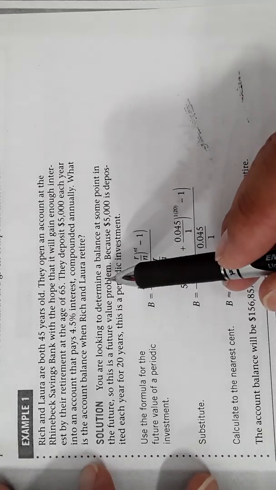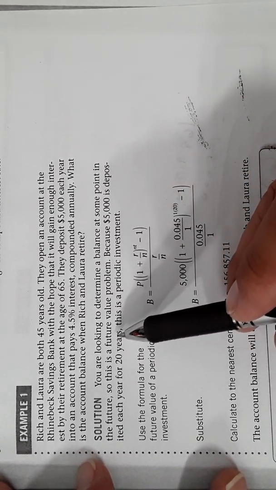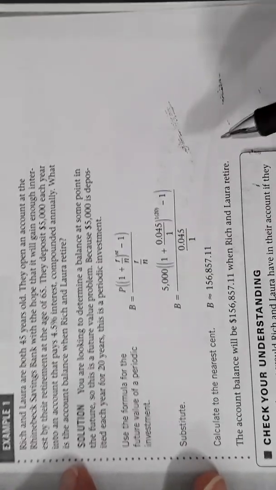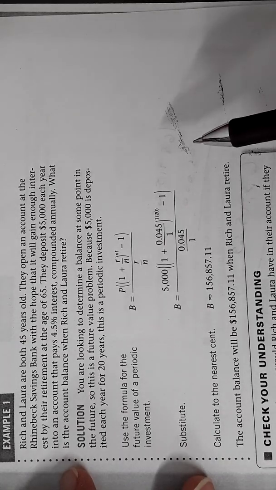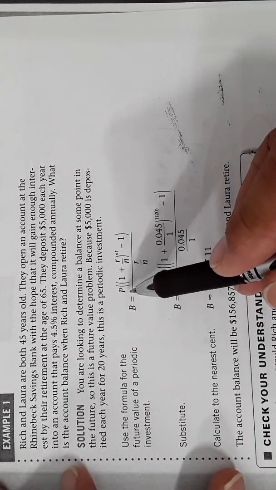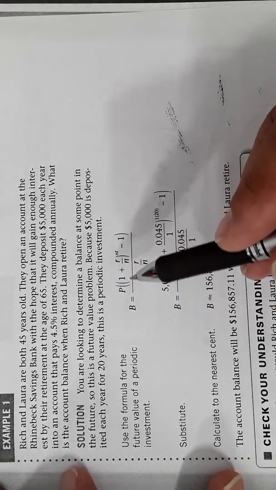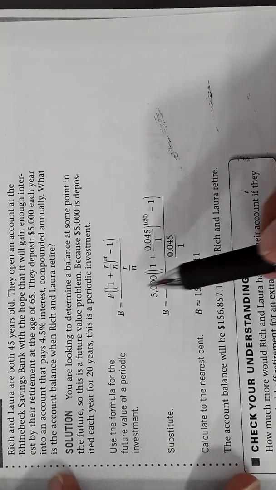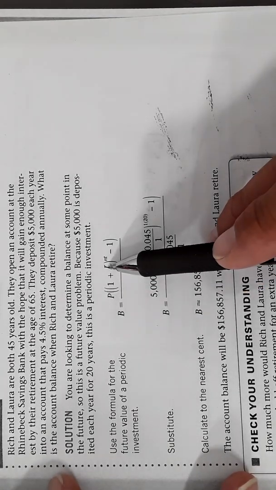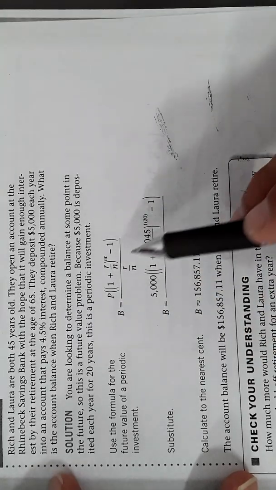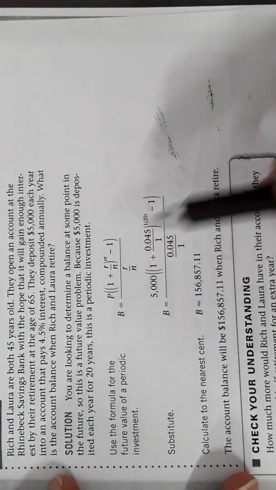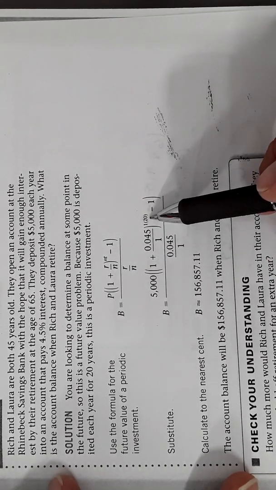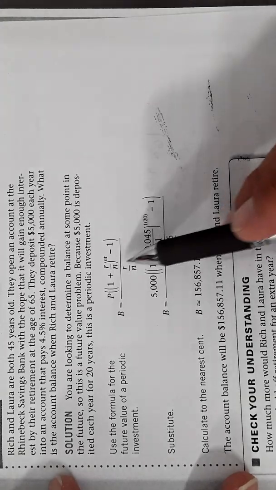You are looking to determine a balance at some point in the future, so this is a future value problem. $5,000 is deposited each year for 20. This is the periodic investment, which is what P is. P is the principal, or the amount that you're investing every period, or periodically, in this case every year. So we're going to use this big long formula, and we're just going to plug the numbers in. P is 5,000, R is 0.045, that 4.5%. N is the number of times it compounds annually, which is 1. To the NT power would be N times T is 20 years, minus 1 divided by R over N.